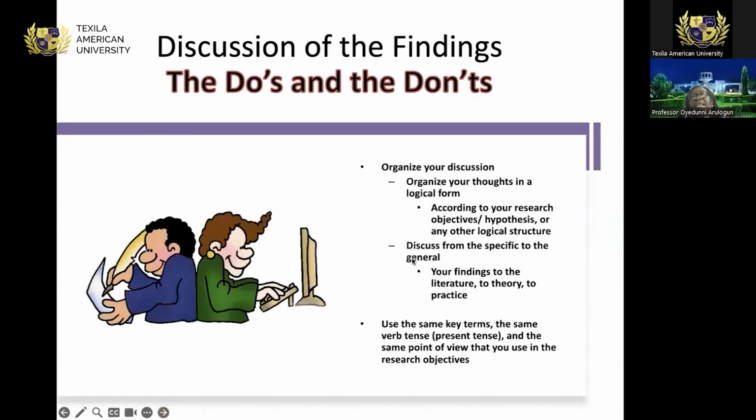So you need to organize your discussion section. You need to organize your thoughts. You need to discuss from specific to general. You need to use the same key terms. Now, this is important. In writing the thesis, the first chapter is in the present tense because you are telling us what you are doing. Now, the methodology section is in the past tense because the study has been done. So you write it in past tense. And the discussion section, you write in present tense.